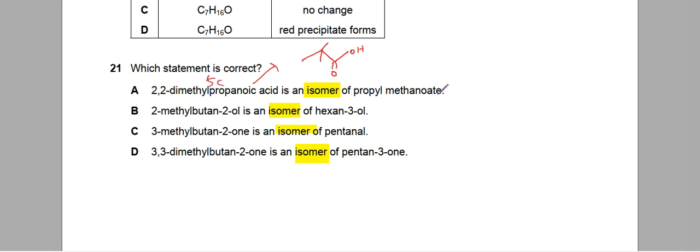Propyl methanoate: propyl is 1, 2, 3 carbons, and then oxygen joined to the methanoate. So 1 carbon here. Yes, just like this. So this is the methanoate.